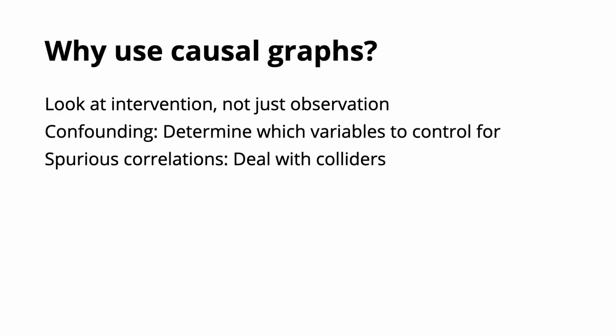So with causal graphs, we can start looking at ideas of intervention and not just observation. We can think about confounding. Which variables should we control for? Drawing things out like this helps us think about that. And we can also think about spurious correlations and how to deal with colliders. I go into a lot more detail on this in my course, but I wanted to cover colliders as a way of expressing the usefulness of causal graphs.